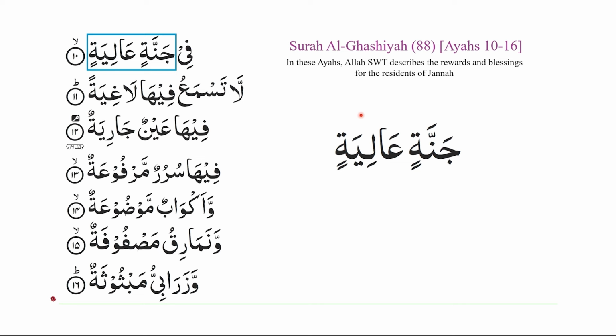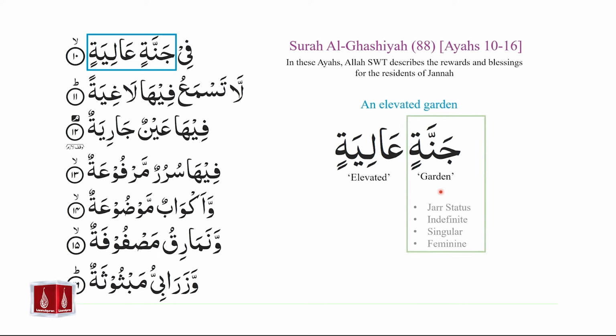Let us analyze Jannatin Aliyatin. Jannatin literally means a garden, and Aliyatin is literally translated as elevated. Taken together, Jannatin Aliyatin will be translated as an elevated garden.